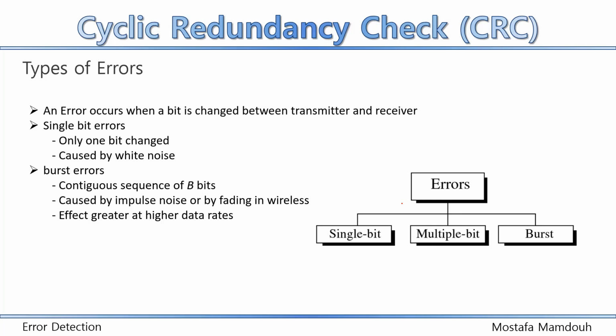And that's why we have several types of error. The single bit error, only 1-bit change, usually caused by white noise. The burst error, a contiguous sequence of p bits change, usually caused by impulse noise or by fading in a wireless. The higher your rate is, the higher the error you will get in a burst error.